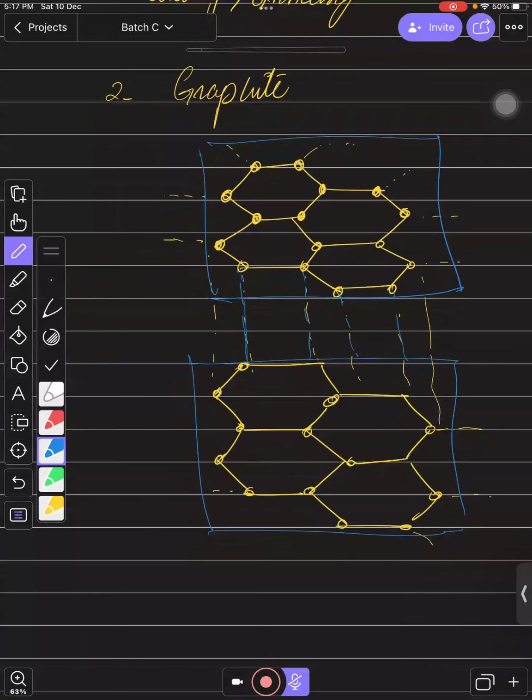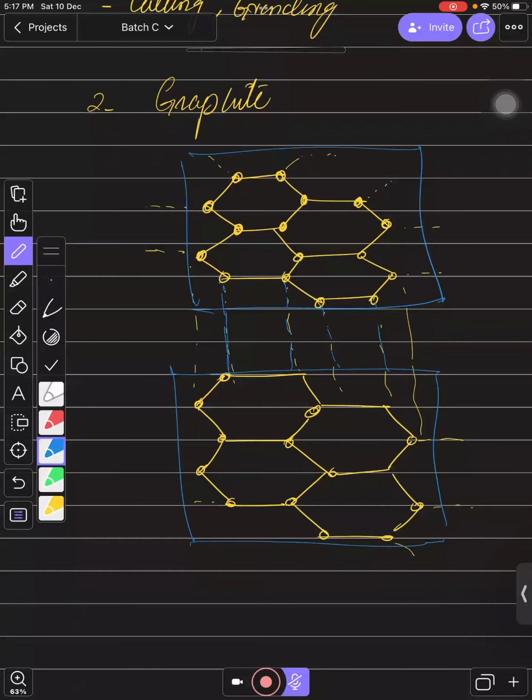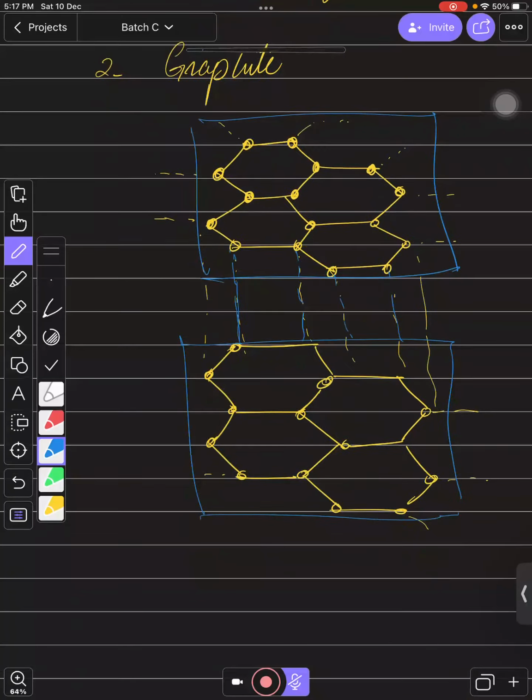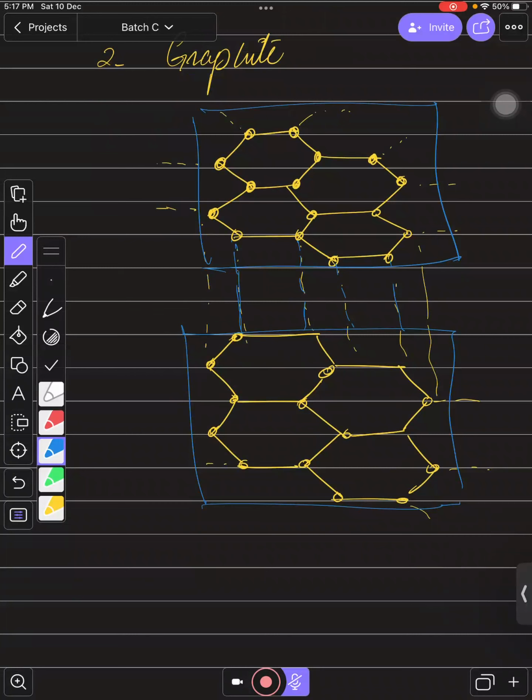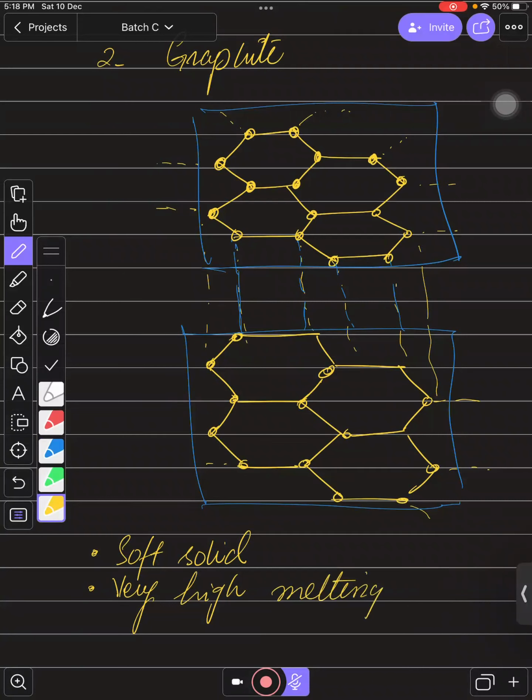Due to this type of structure, graphite is a solid, but a soft solid. Why? Because you can see the layers of molecules sliding over each other. So you can say that this is a soft solid, right, children? And the melting and boiling point is also very high. Because the structure is giant, the melting point and the boiling point are very high.